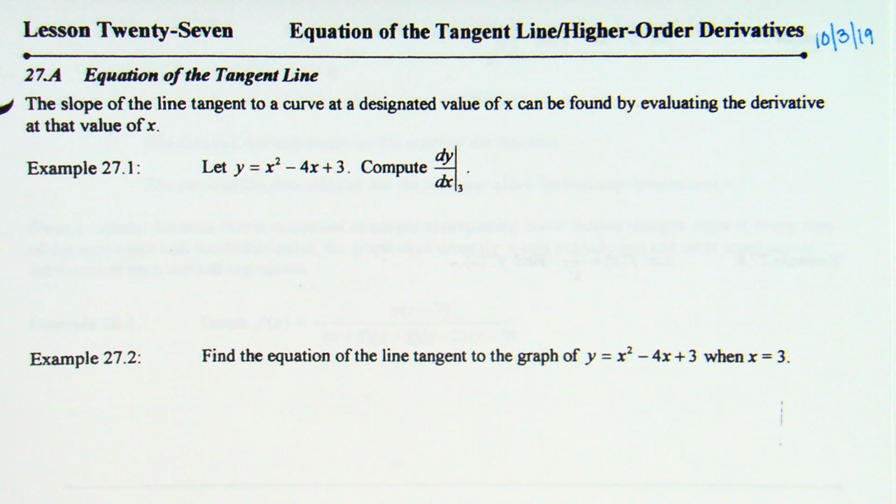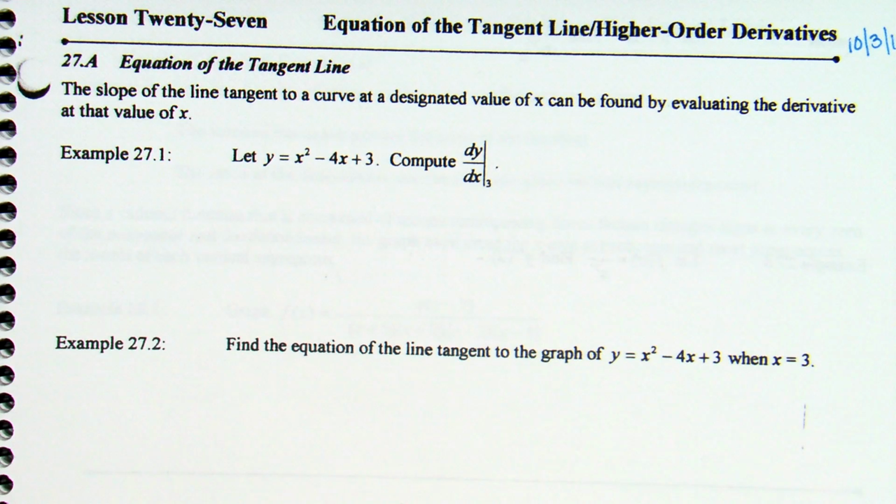The derivative is the slope of the tangent line. We talked about that back in whatever lesson when I first introduced the derivative. At that time, it was the definition of the derivative. So the slope of a line tangent to a curve at a designated value of x can be found by evaluating the derivative at that value of x. Slope of tangent line, derivative. Correlate those in your mind. When you hear one, it insinuates the other.